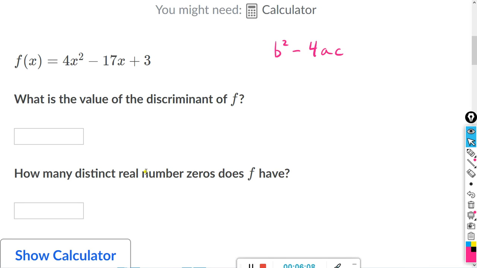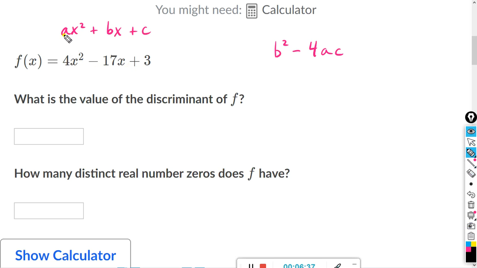Okay, so on to the actual problems here on Khan Academy. They want to know what is the value of the discriminant of f. All right, so we have our function f of x right here. Remember, our quadratic equation is of the form ax squared plus bx plus c. So we can find the coefficients by matching them to this equation.